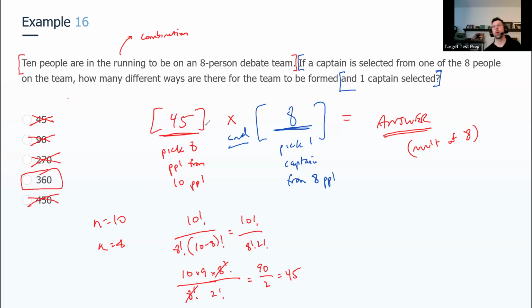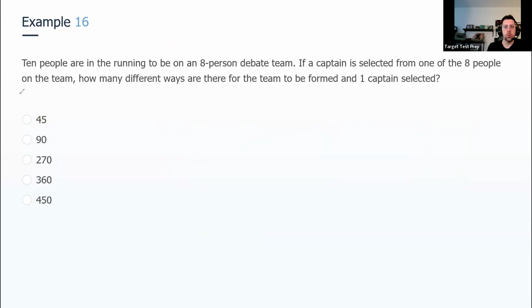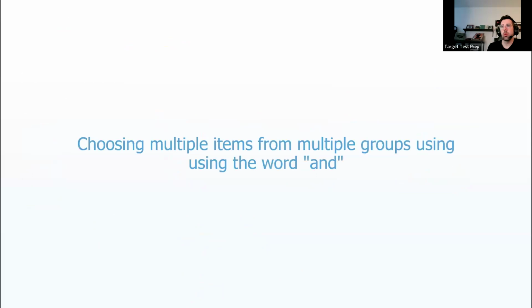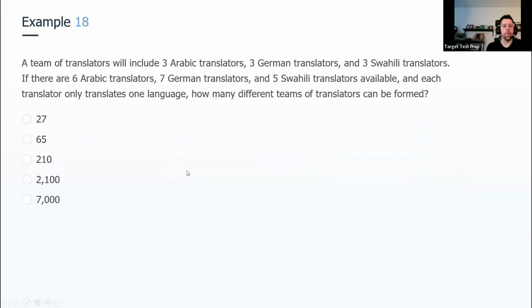So yeah, there's 45 ways to pick 8 people from 10 people, where we don't care what order those 8 people are in. That's what makes it a combination. Order does not matter. And then for every one of those 45 possible combinations, there's 8 potential captains to pick. So that's why it's multiplicative, 45 times 8. And that's 360. Okay. Any questions there? Okay. Let's keep going. All right, try that.